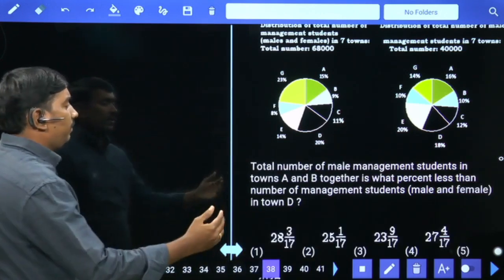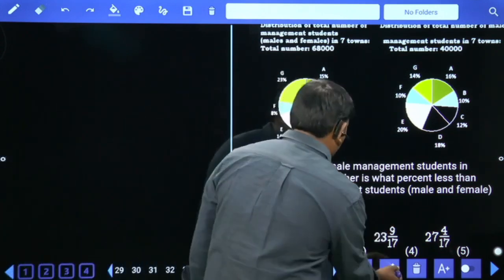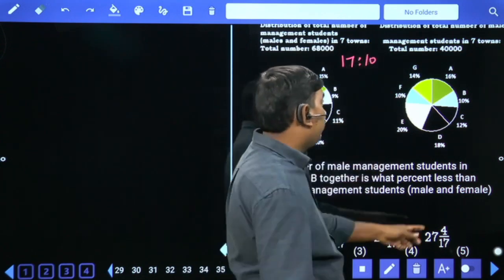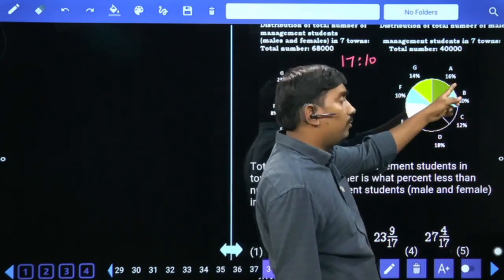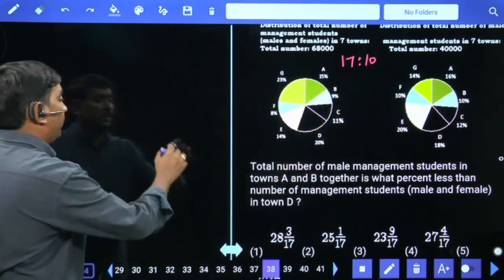Total number of male management students in towns A and B together. A and B together male management. Already you know the ratio 17 is to 10. A 16, B 10, 26%. 26 into 10, 260 parts.